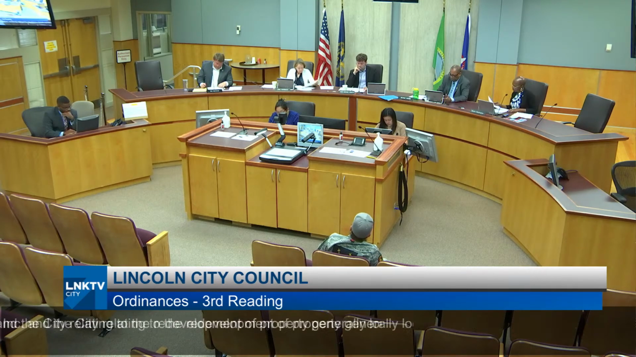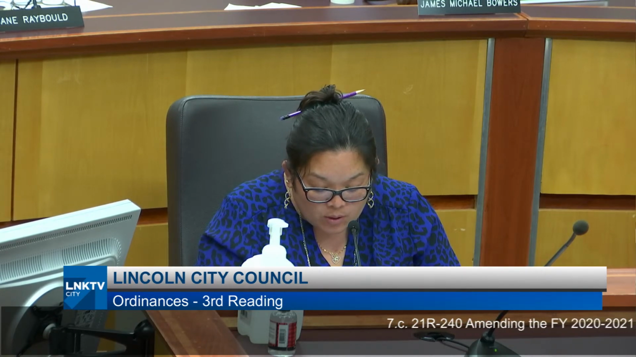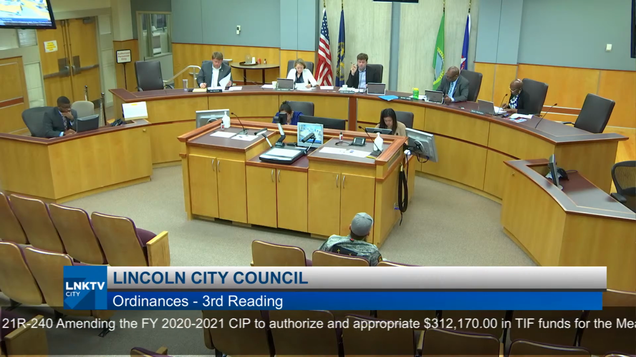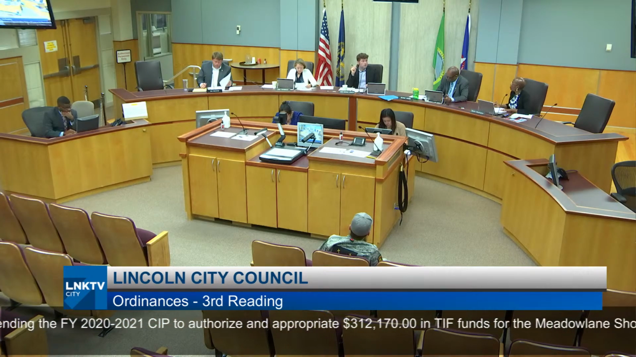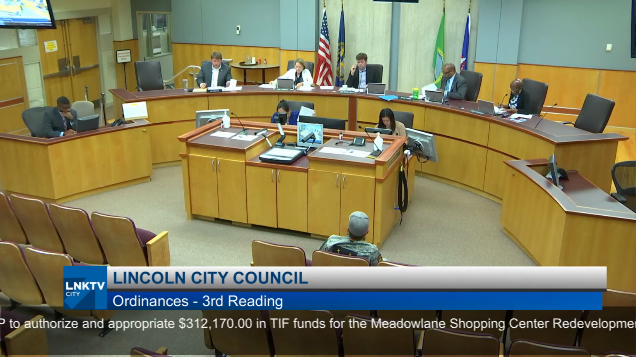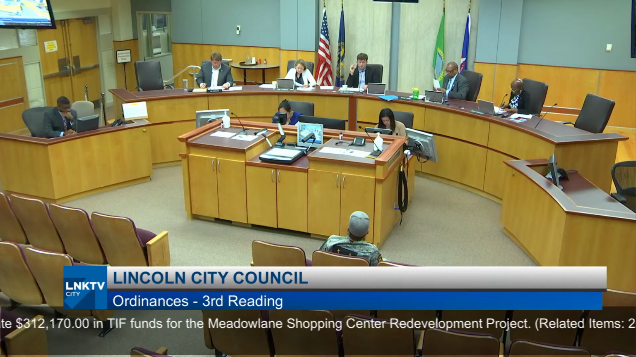Item 7C is amending the fiscal year 2020-2021 CIP to authorize and appropriate $312,170 TIF funds for the Meadow Lane Shopping Center redevelopment project, introduced by McGinnis. So moved. Second. Moved and seconded by Councilman Schob. Any discussion? Seeing none, may we please do a roll call? Schob, Yes. Raybold, Yes. Beckius, Yes. Washington, Yes. Bowers, Yes. Motion carried 5-0.